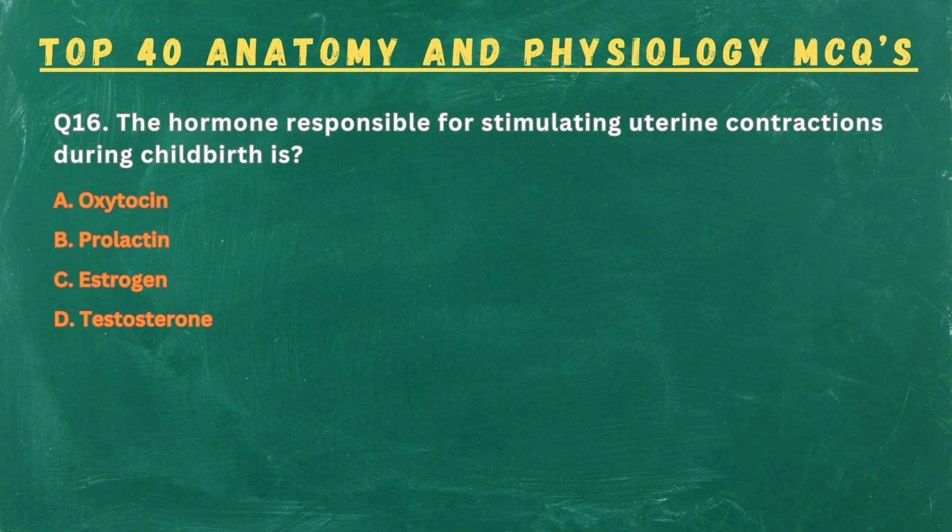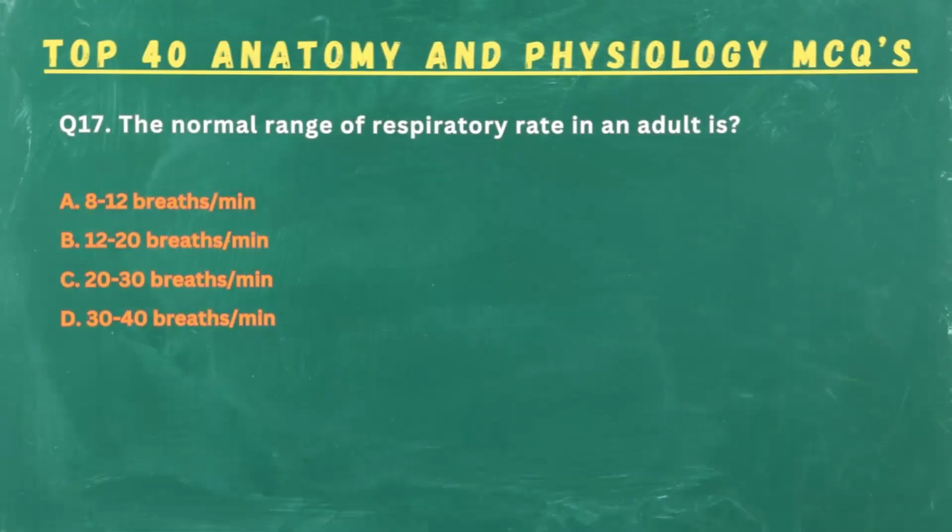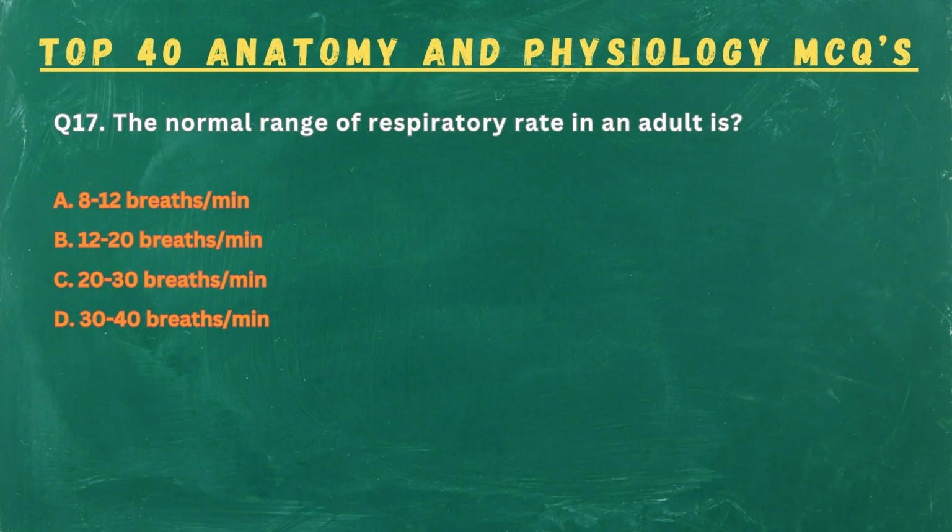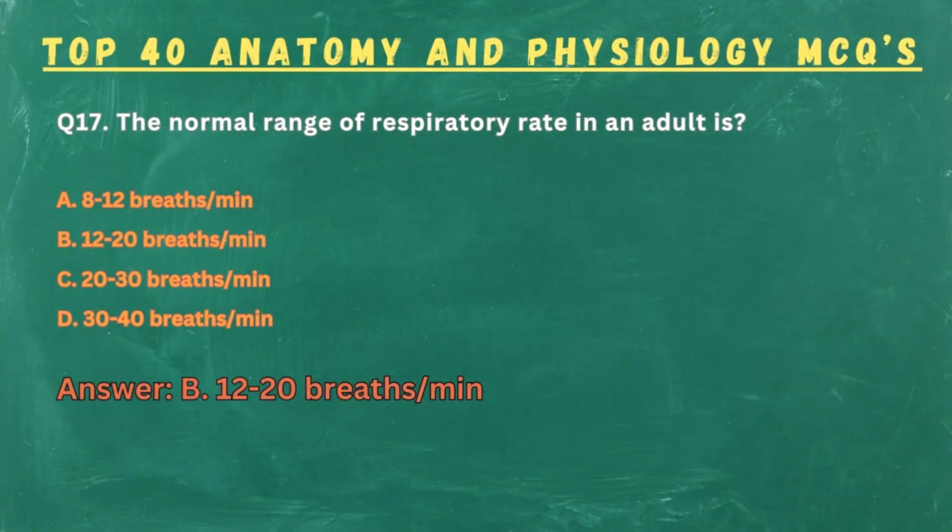Epiglottis. Q16. The hormone responsible for stimulating uterine contractions during childbirth is A. Oxytocin. B. Prolactin. C. Estrogen. D. Testosterone. Answer: A. Oxytocin. Q17. The normal range of respiratory rate in an adult is A. 8 to 12 breaths/min. B. 12 to 20 breaths/min. C. 20 to 30 breaths/min. D. 30 to 40 breaths/min. Answer: B.